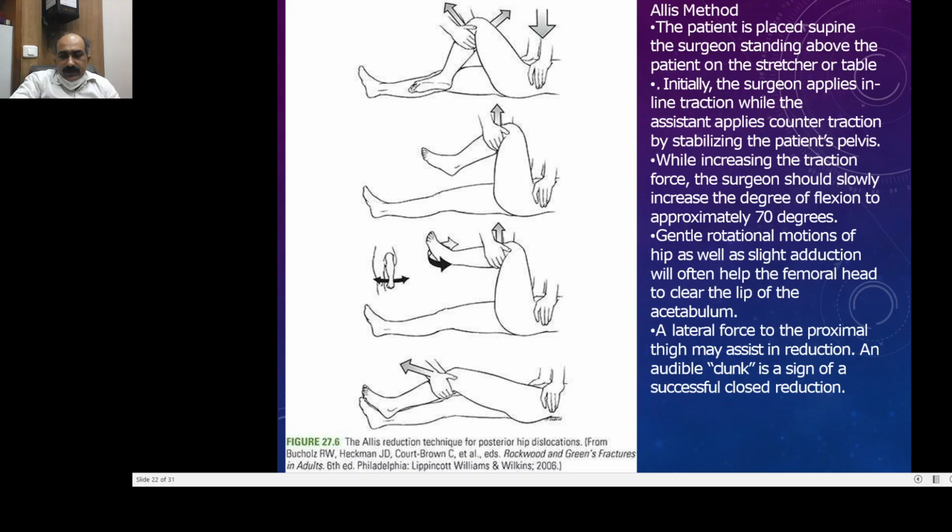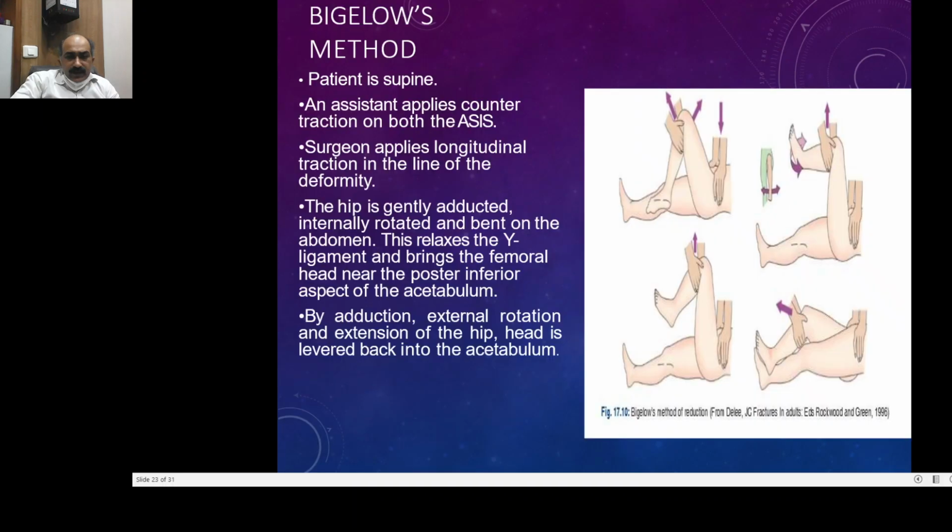Bigelow's method: the patient is lying supine, and the assistant applies counter traction on both ASIS. The hip is gently adducted, internally rotated and bent on the abdomen. This relaxes the Y ligament and brings the femoral head near the posterior inferior aspect of the acetabulum. By abduction, external rotation and extension of the hip, the head is levered back into the socket, leading to reduction.